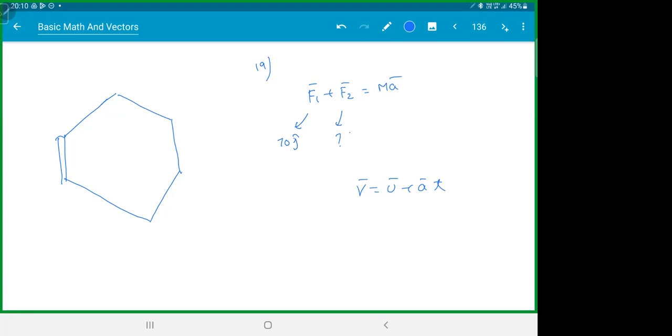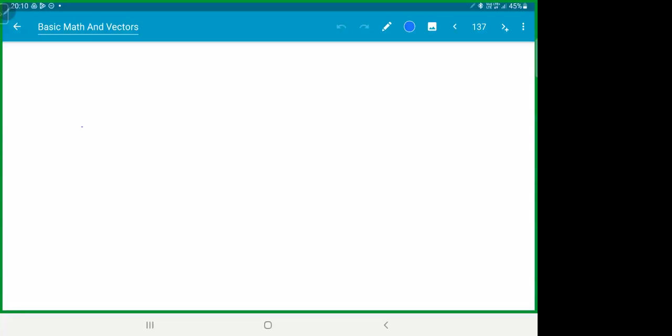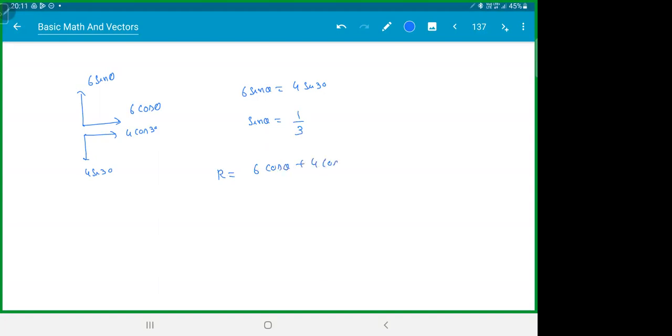Then 21. Easy, right? What happened in 21? He's saying when you added 6 and 4, you got R, right? So what are the components? 6 cos theta, 6 sin theta. This will be 4 cos 30, and this is 4 sin 30. So 6 sin theta and 4 sin 30 are balancing, right? They cancel out. So from here sin theta will come. How much is that? 1 by 3. And what is R? R is 6 cos theta plus 4 cos 30, right? Just substitute there and finish it off.